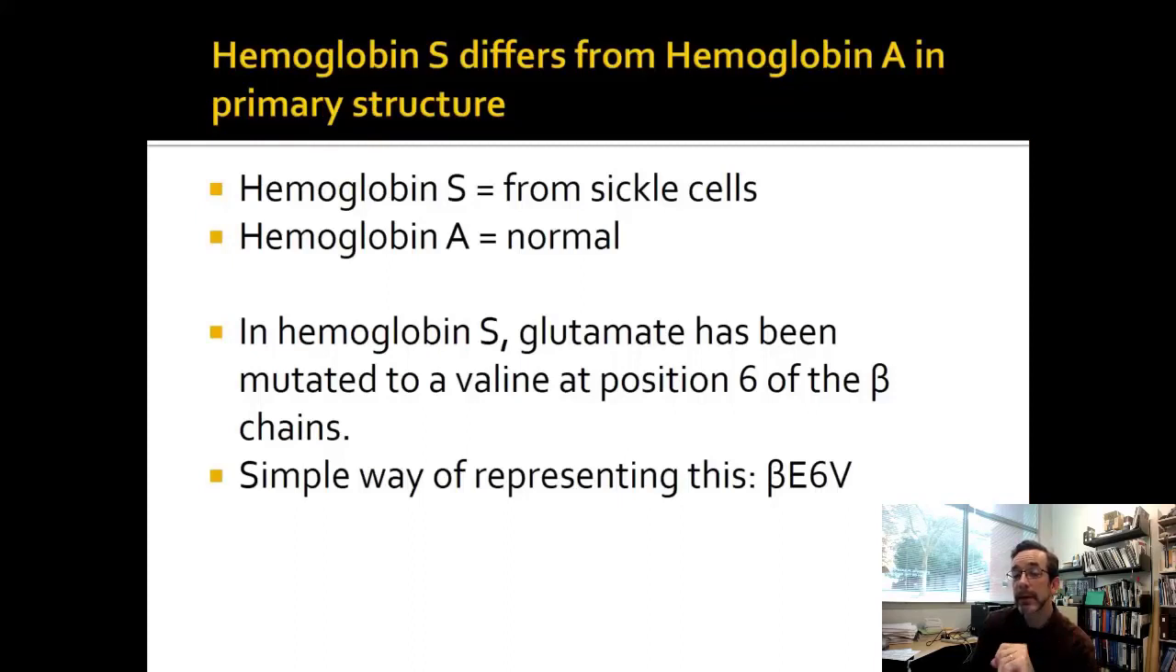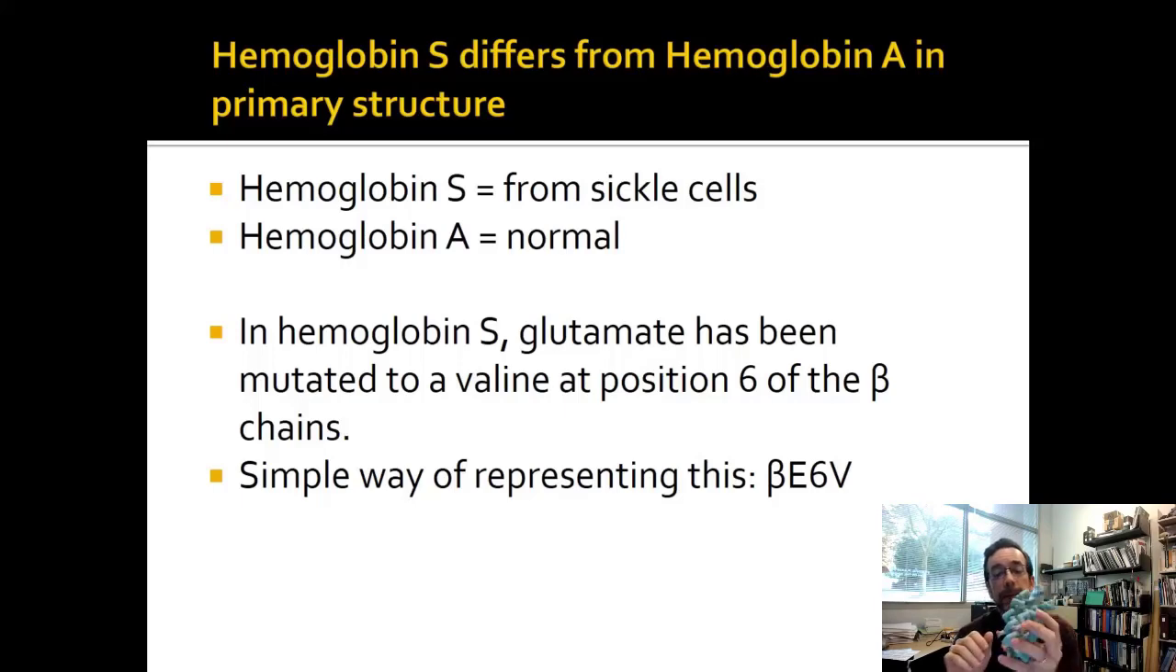But I want to tell you a little more about the nature of the disease. It's a very small mutation that at least is crucial for the disease. So hemoglobin S is the sickle cell allele. It's different from hemoglobin A, always in one place. If you look at it, glutamate has been mutated to a valine at position 6 of the beta chain.